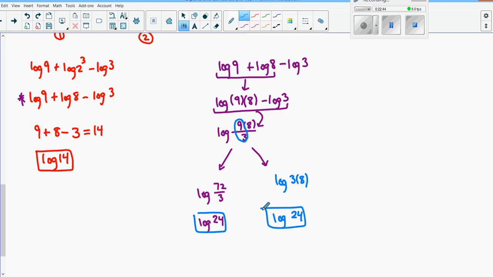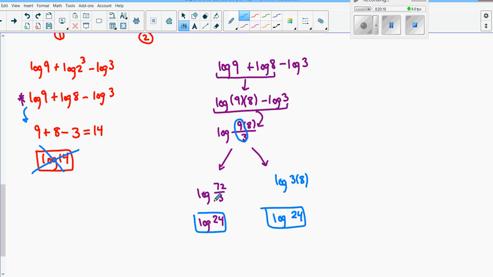So, very important: the point of this problem was to obviously get the correct answer, but to understand that you cannot go from here to here. This is not okay. You can't just get rid of the logs, do 9 plus 8 minus 3 is 14, and then stick the 14 back into the log. You have to follow your rules of condensing logs. Adding means that it's multiplying, subtraction means that it's division. You can't lose your log.